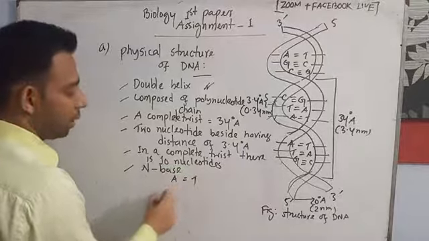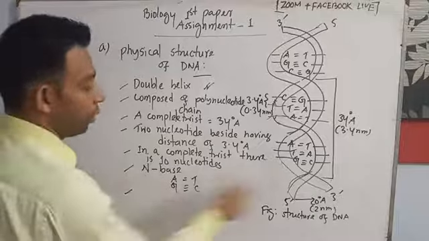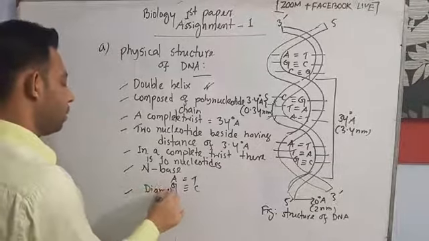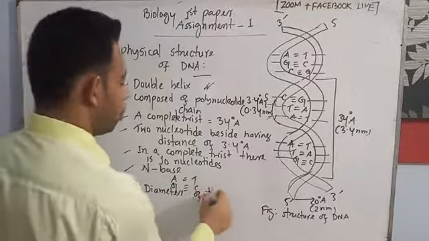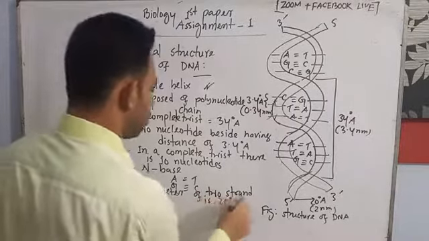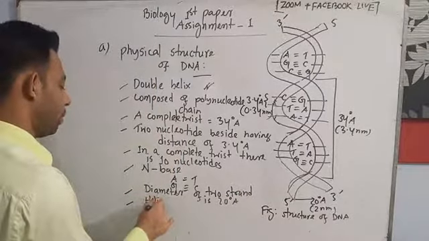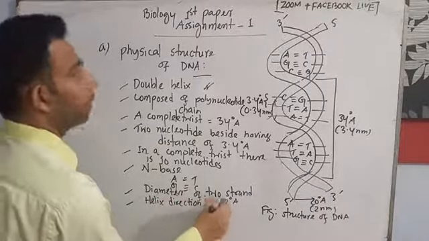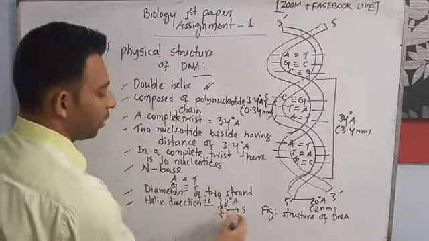Adenine connected with thymine by a double bond, guanine connected with cytosine by a triple bond. And finally, the diameter of the two strands is 20 angstrom, and the helix direction will be 3 prime to 5 prime, and finally we get 5 prime to 3 prime.